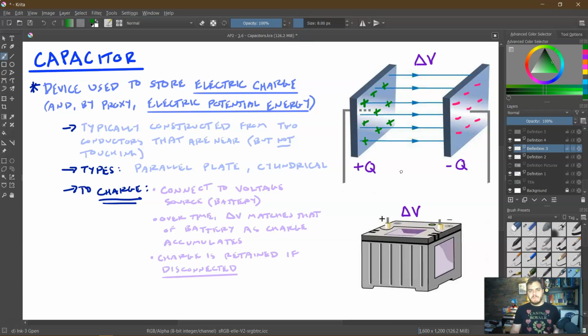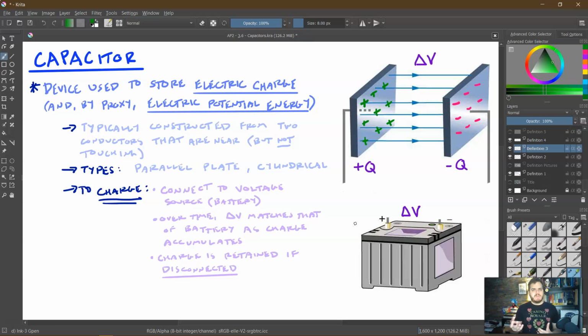So what can we use this for? Well, capacitors are particularly useful for quick bursts of energy. While batteries provide continuous sources of energy that can only provide so much at a time, capacitors are much, much better at providing a lot of energy at once, or creating a lot of charge movement at once.